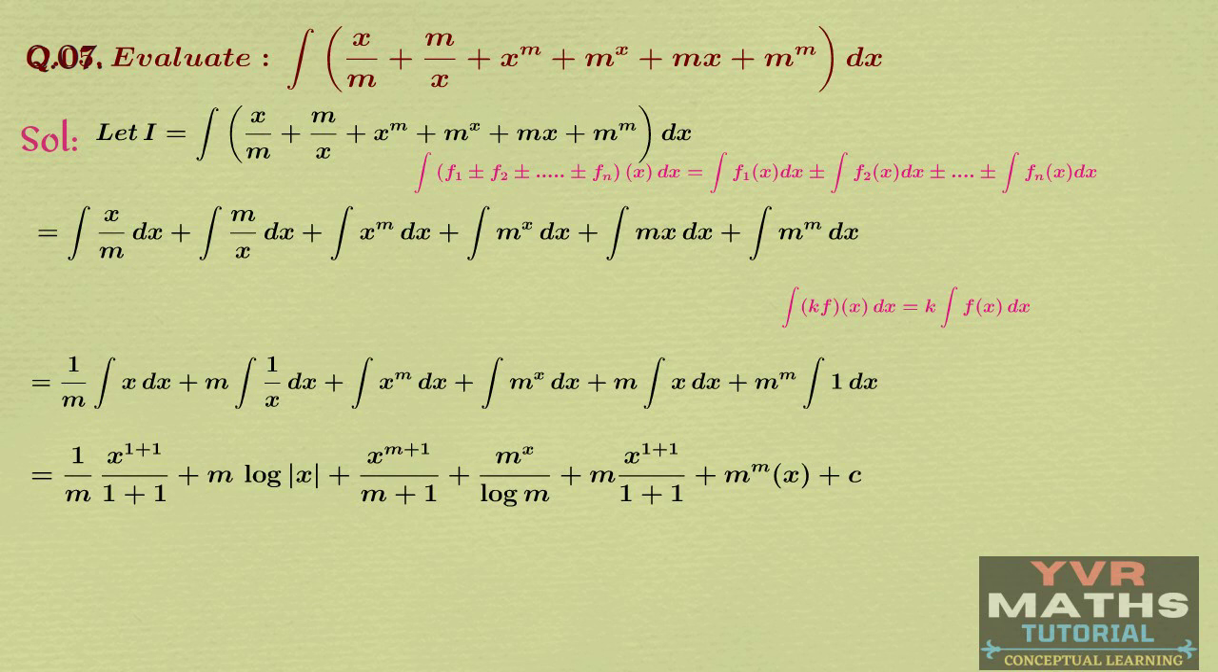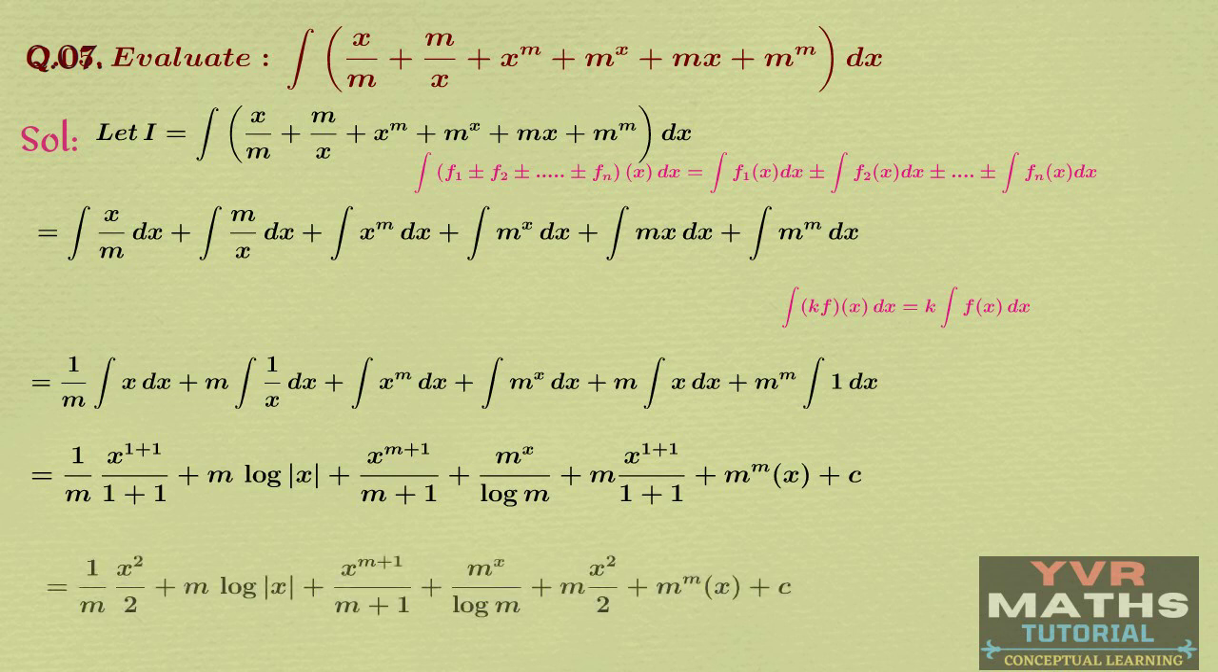Now, let us simplify this. The next step is 1 by m into x square by 2 plus m log mod x plus x power m plus 1 by m plus 1 plus m power x by log m plus m into x square by 2 plus m power m into x plus c. So, this is the solution for the given question.